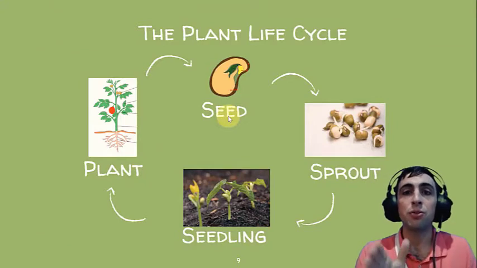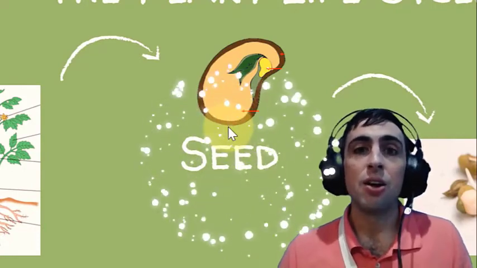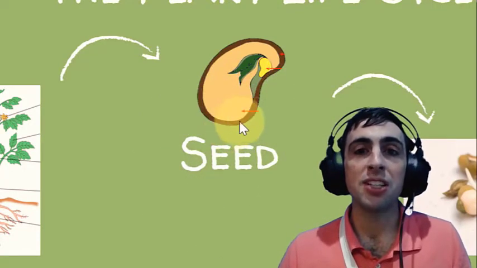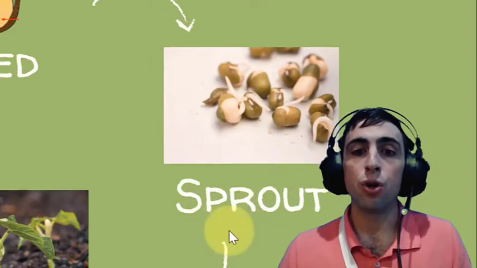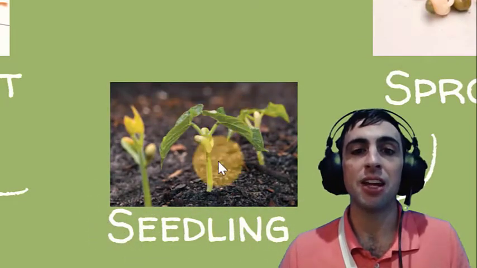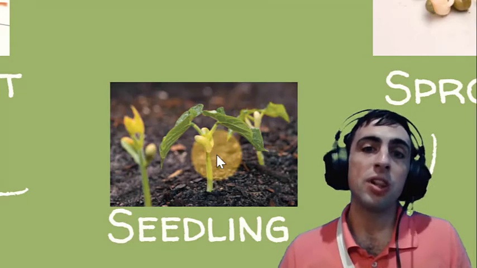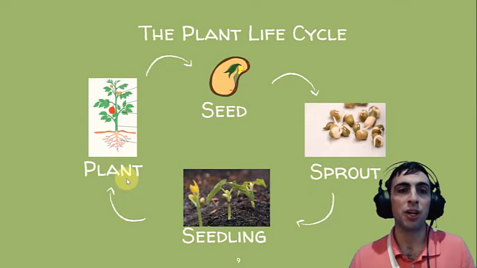Now let's review the plant life cycle. First, we start with a seed. When we add water to a seed, it sprouts. These sprouts grow roots and put out their leaves. Here we see the leaves and a stem in the middle. When the seedling gets older and grows bigger and can make flowers and seeds, it is a plant, or you could also say an adult plant.